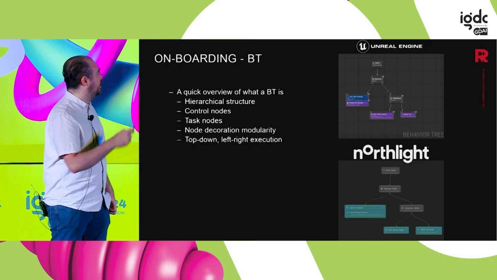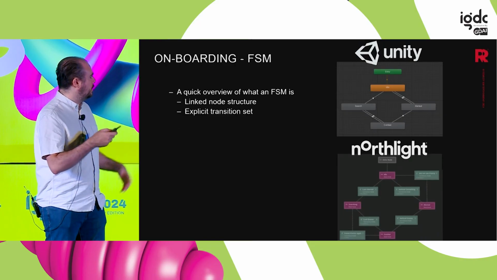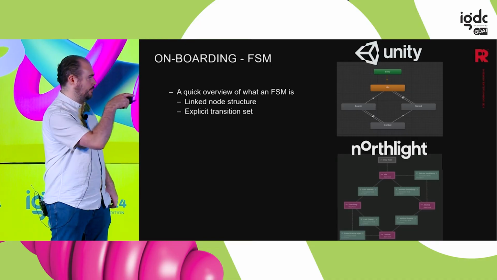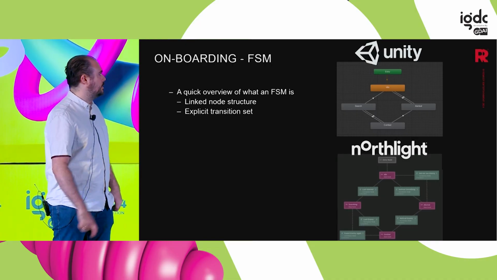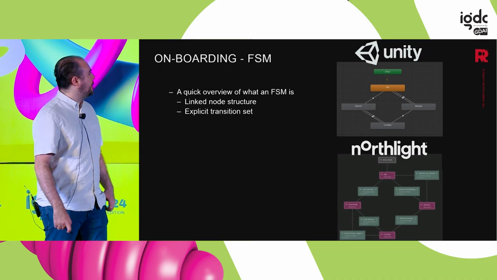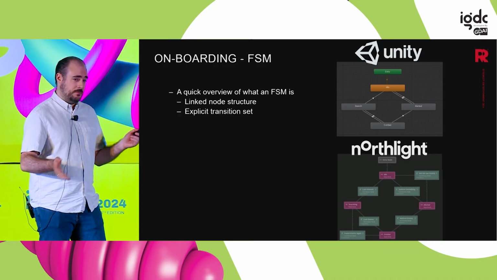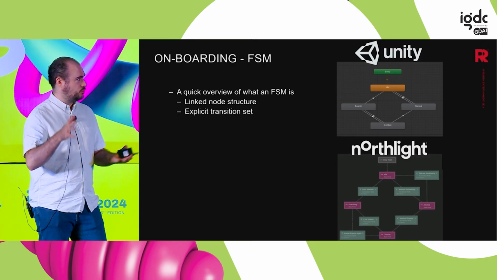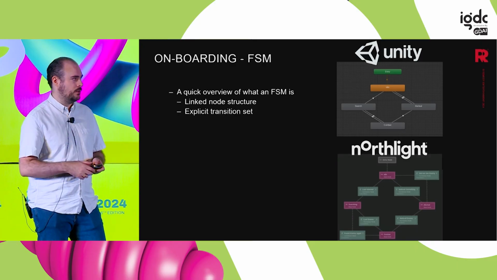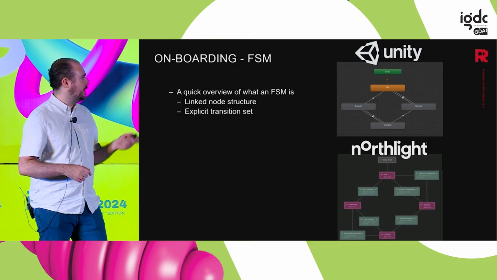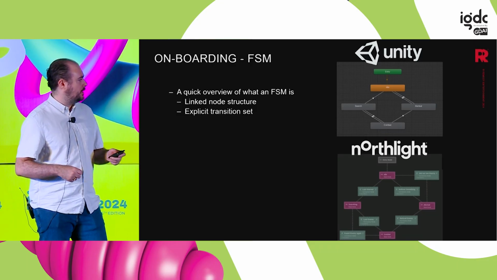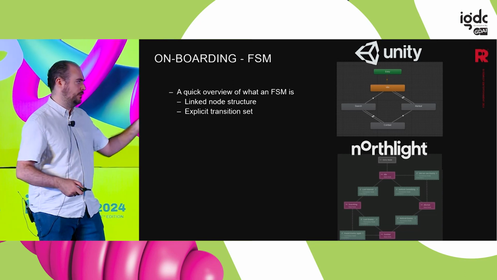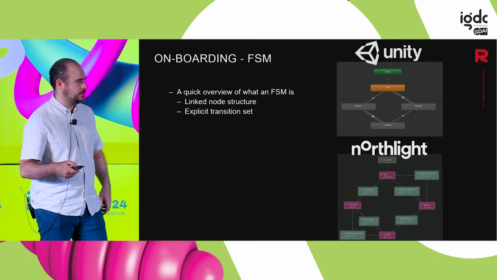That's about it. Finite state machines are pretty similar. They're a linked node structure. Like the previous slide, this slide has a graph comparing some engines just for simplicity. The biggest difference between a behavior tree and a finite state machine is that a behavior tree will try to execute what it can inside the graph, while a finite state machine will only try to execute what it can from its current state, so it doesn't reevaluate the entire tree, it just evaluates where can I go from my current state.